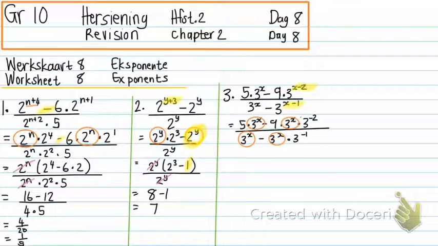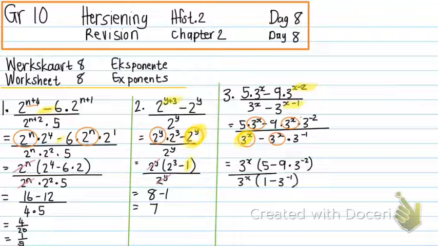Okay, now I find the common factor. At the top I can see the common factor is 3 to the power x. At the bottom also 3 to the power x. So on top I'll factorize. I'll take out the common factor of 3 to the power x. Then I'm left with 5 minus 9 times 3 to the power negative 2. Over 3 to the power x I take out. Again I'm taking out the whole term. So 1 is left in its place. Minus 3 to the power negative 1.